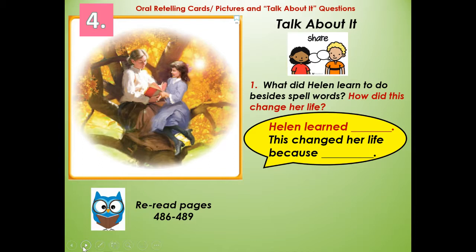Helen also learned how to read Braille and she learned how to write. So she learned how to talk in sentences using her fingers. She also learned how to read and she learned how to write. This changed her life because she learned so much about the world around her and she was able to understand the world around her. She also became famous because of her accomplishments, because she overcame so many challenges.